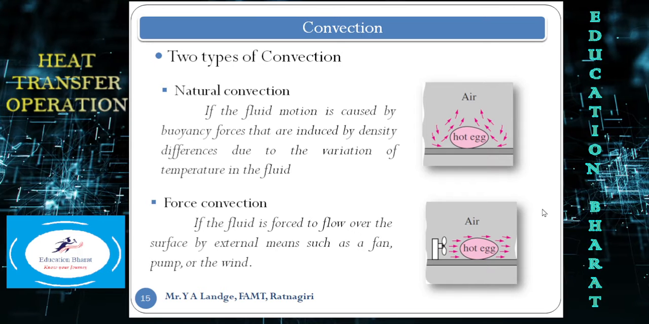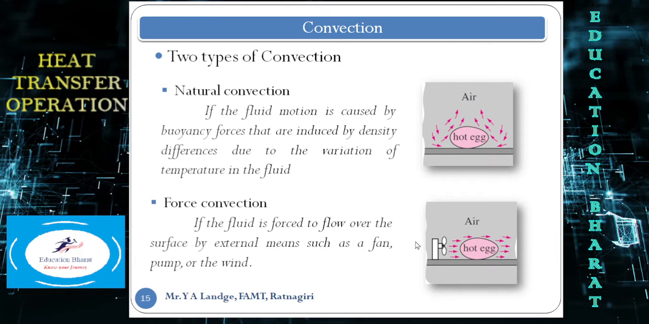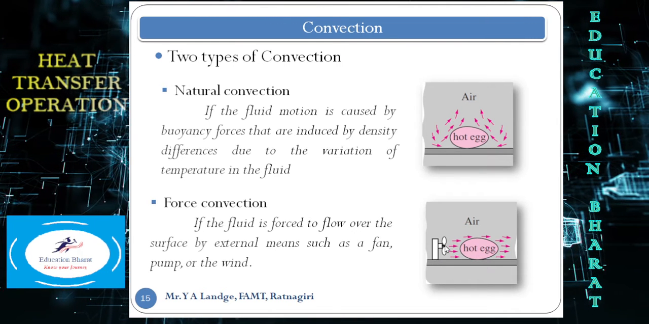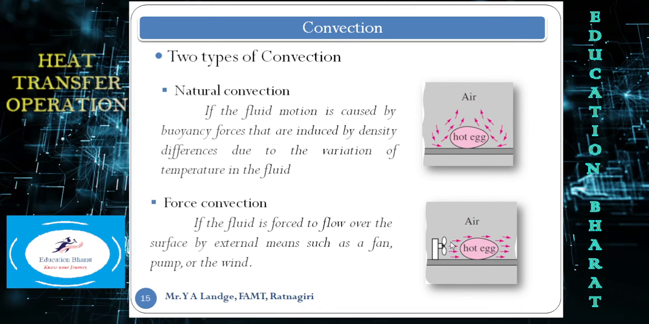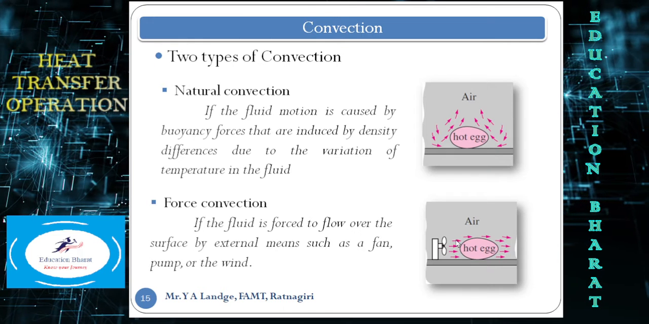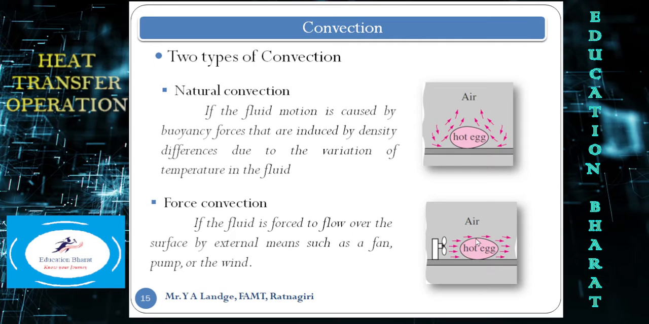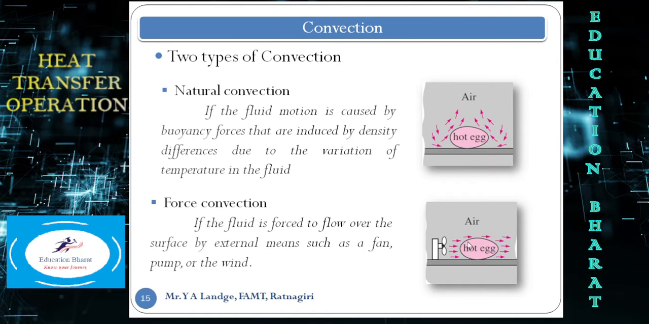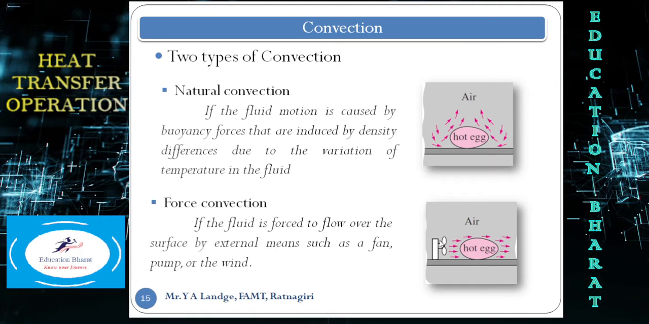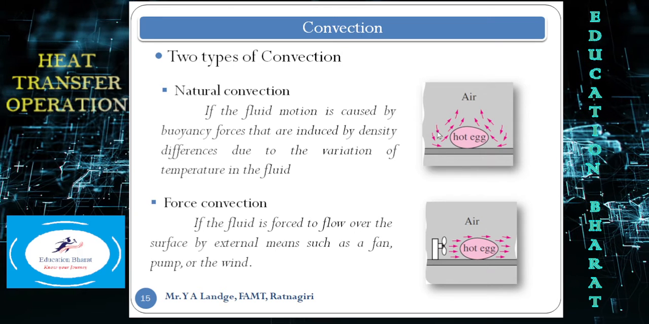But at the same time, in the other picture, it shows the hot egg, but the direction of air is like this. Why? We are putting a fan here, and this fan passes cold air over the hot surface of the egg. Now the air molecules do not have time to stay in contact with the surface. As soon as they touch it, they leave the surface, because the fan is pushing those molecules away.